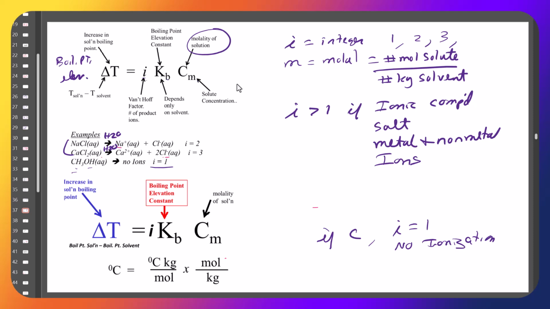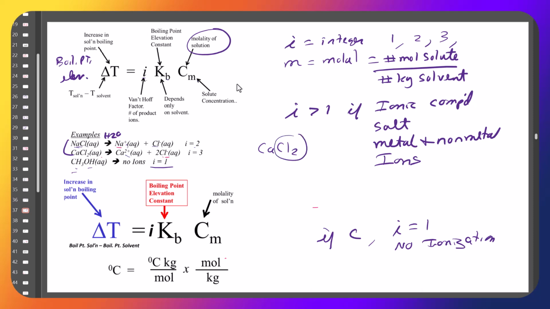So when you put sodium chloride in water, it dissociates into its two component ions, sodium and chloride ion. There's 2 particles on the right side, so I is 2. You can figure that out by seeing that there's 2 ions in the original compound as well. For the next one, calcium chloride, it gives 1 calcium and 2 chlorides, 3 particles overall, so I is equal to 3.